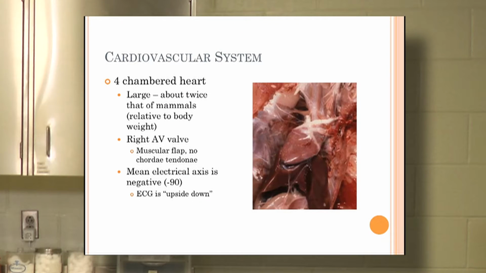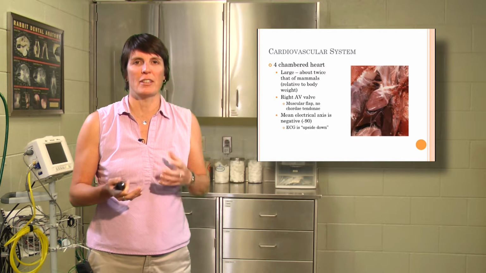If you look at the EKG of a bird, it's actually upside down. So the mean electrical axis is minus 90 degrees, which is different than that of a mammal. So when you interpret an EKG, you need to take that into consideration.